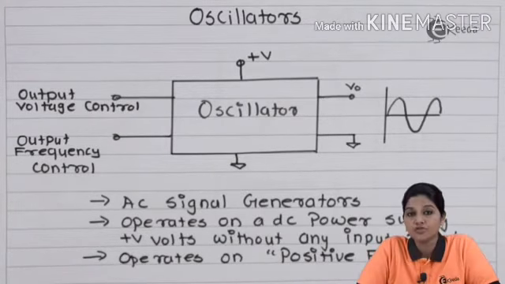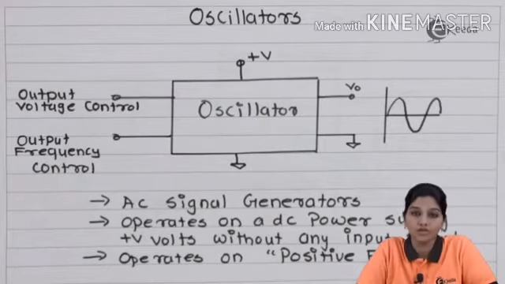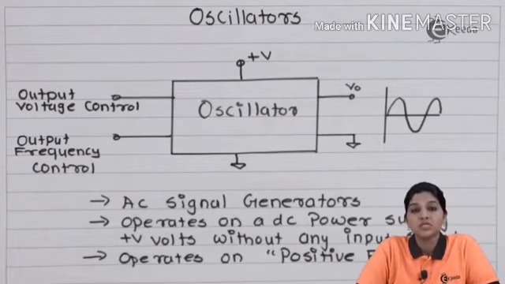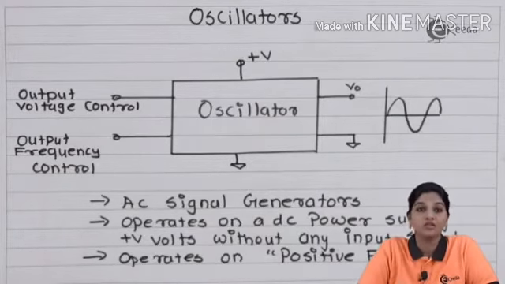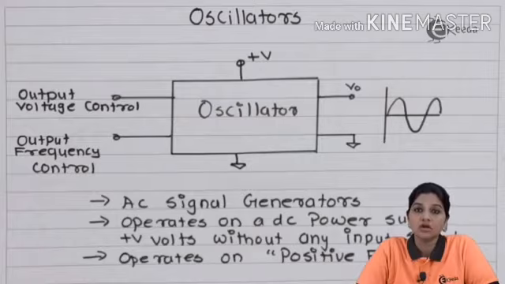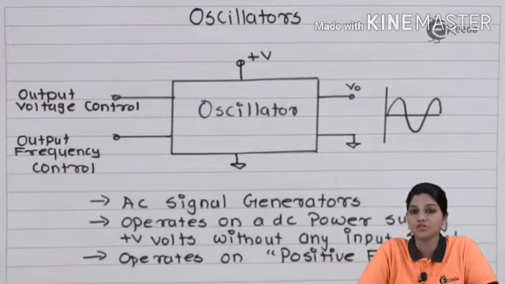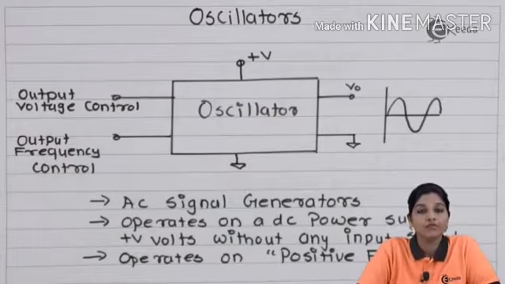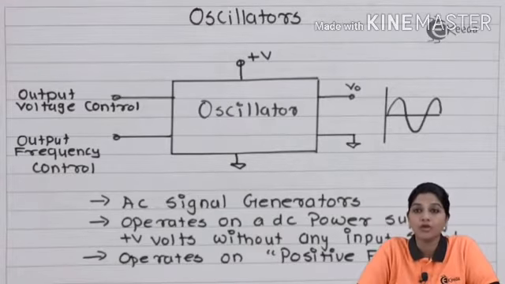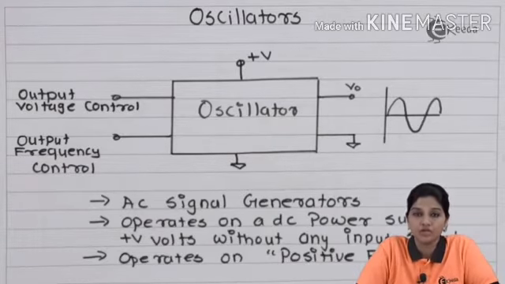Now, for understanding positive feedback, first we need to understand what feedback is. Feedback is basically a process in which a part of the output is given back to the input, either through a feedback network or directly to the input. There are two types of feedback used in electronic circuits: positive feedback and negative feedback. In positive feedback, the output and input are in phase with respect to each other, and therefore it is also called regenerative feedback. Whereas in negative feedback, the output and input are out of phase with respect to each other, and therefore it is called degenerative feedback.